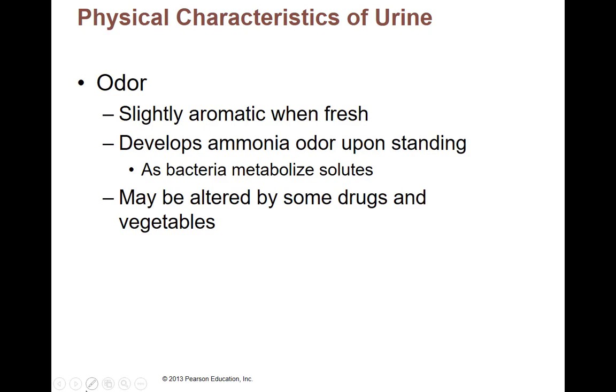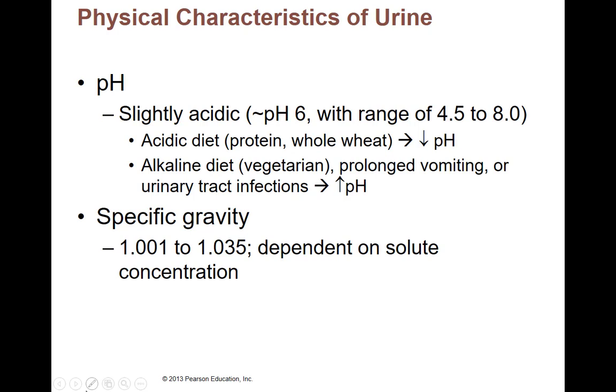Your pH. Now, on average, the pH of your urine is slightly acidic. It usually has a pH of 6. However, it can range anywhere from 4.5 to 8. So big range, which means it can be on the acidic side, or it could even be on the alkaline side. But on average, it's right around 6.